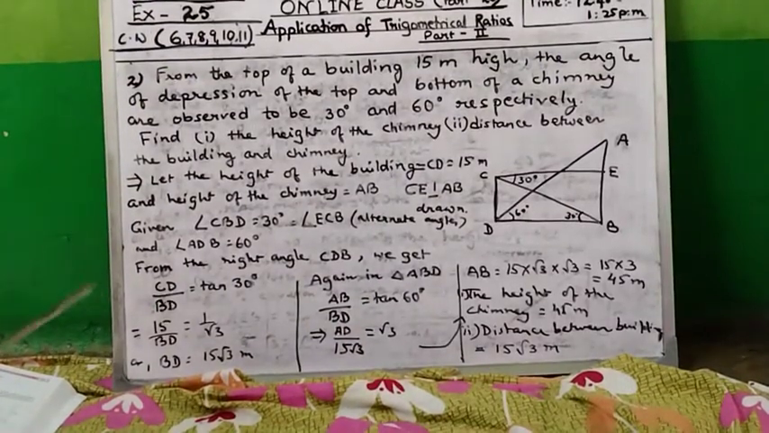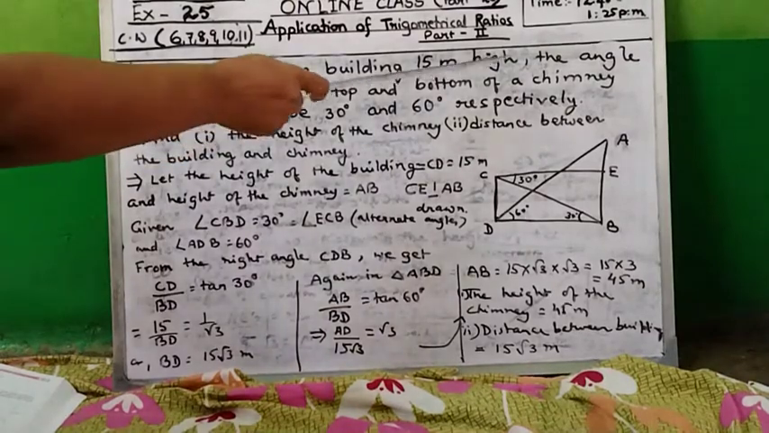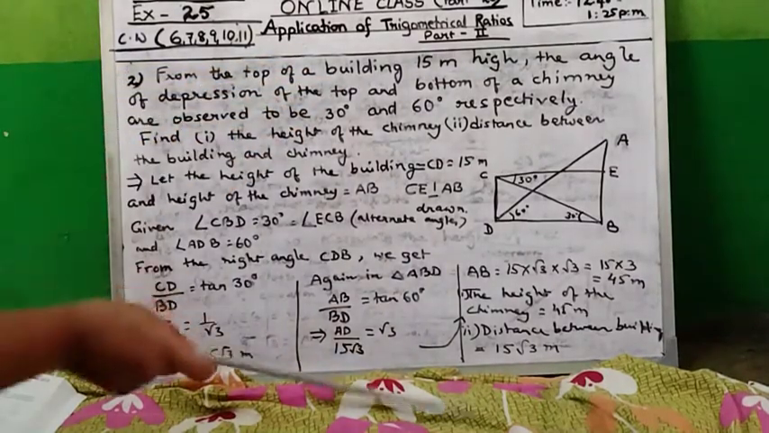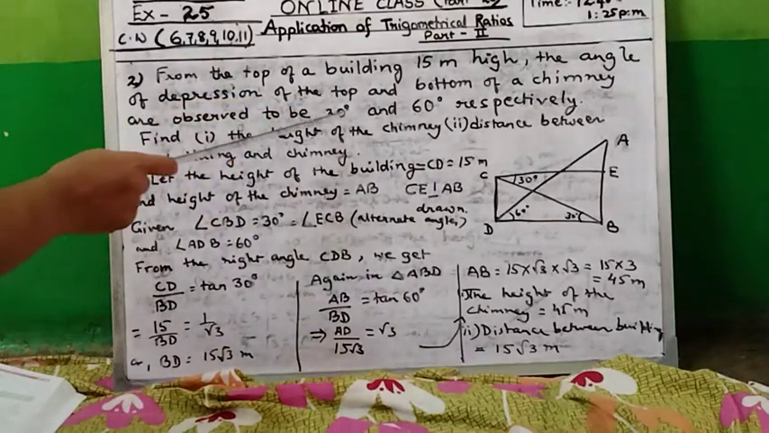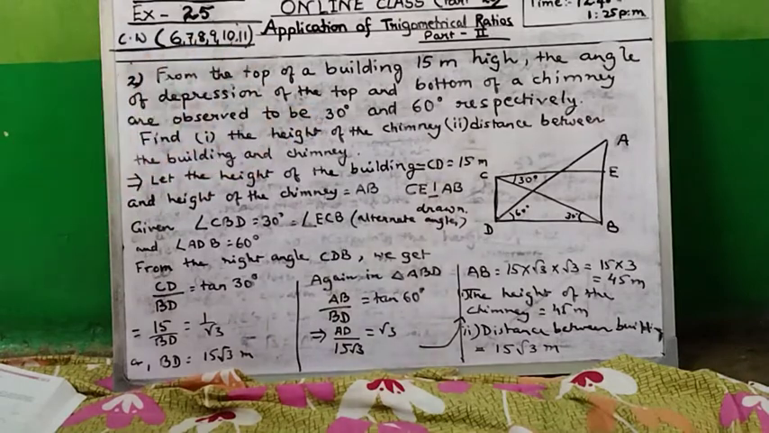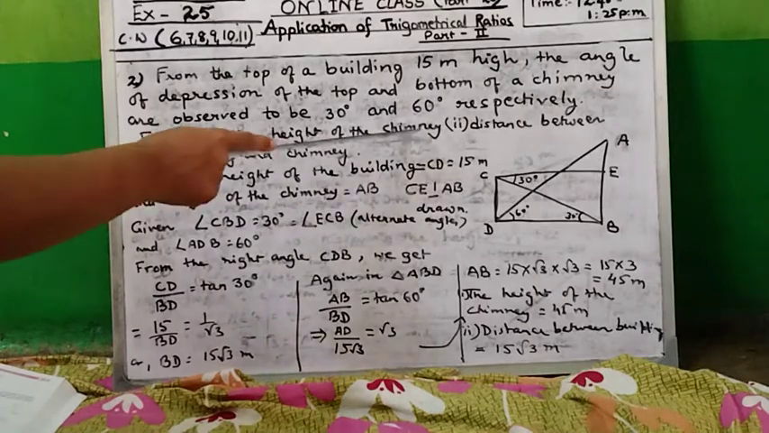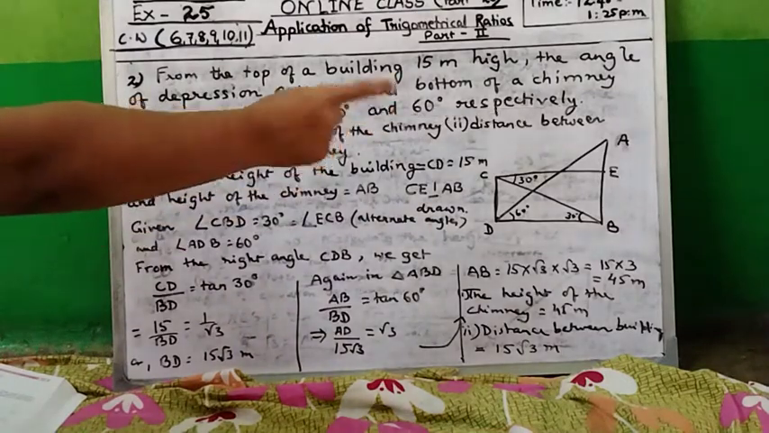Now my second and last application. From the top of a building 15 meter high, the angle of depression of the top and the bottom of the chimney are observed to be 30 degree and 60 degree respectively. So from the top of a building I am watching a chimney, the top of the chimney and also the bottom of the chimney, and two angles are created based on my watching. Find the height of the chimney and the building.